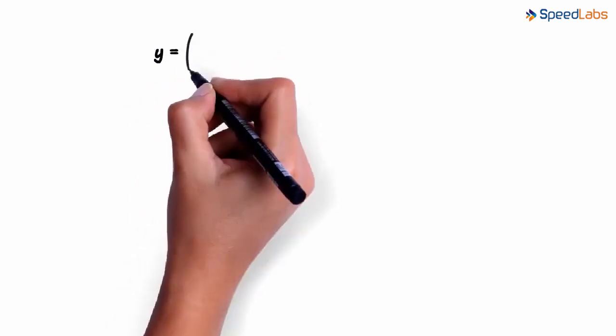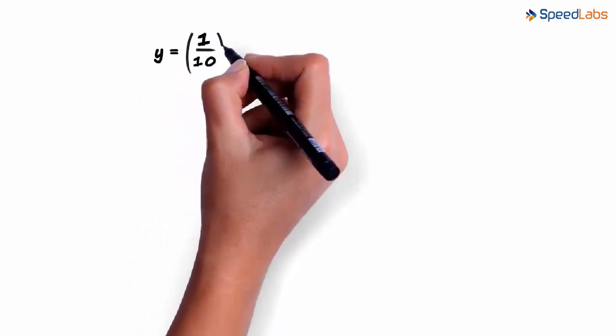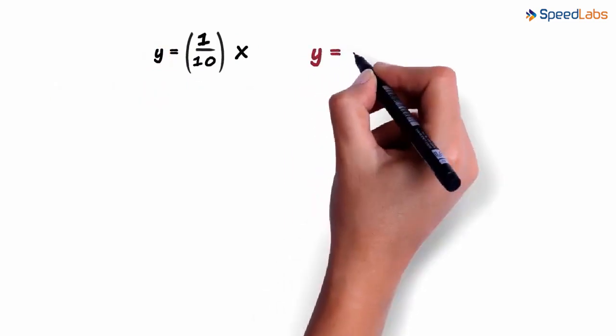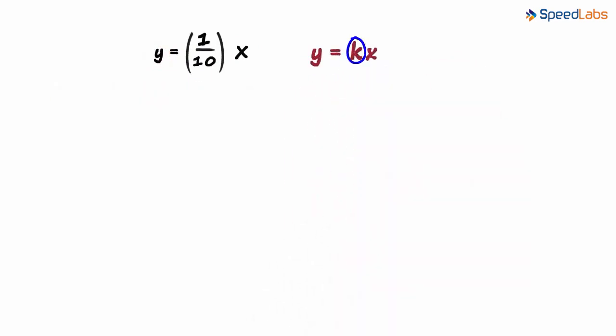In the previous video, we saw an equation like this. Y is equal to 1 by 10 multiplied by x, where x is the total cost and y is the number of books. This equation is similar to y is equal to kx, where k is the constant. Here, this 1 by 10 is a constant. So if we know the total cost of books, we can find the number of books.